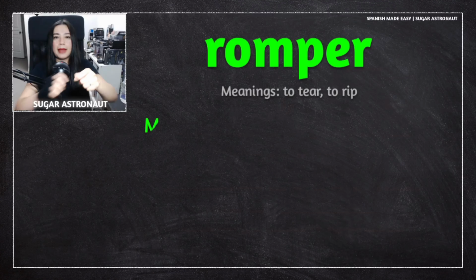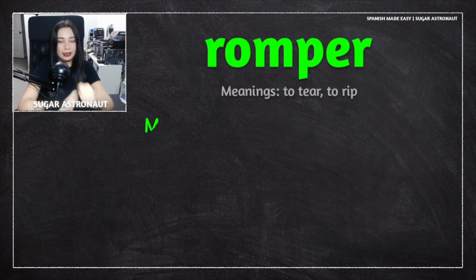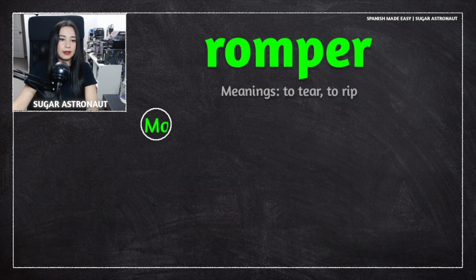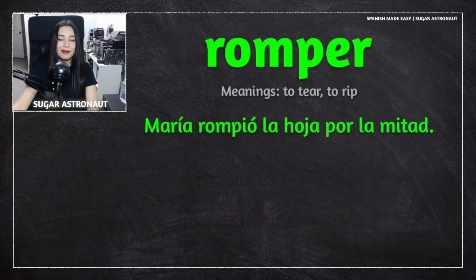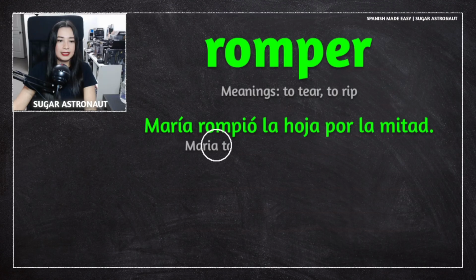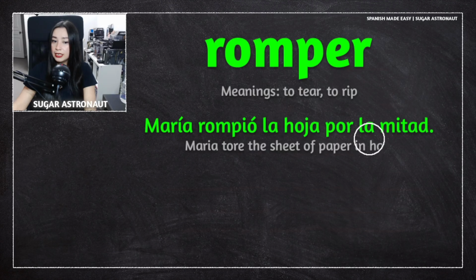Okay? Specifically paper, fabric, similar to that, okay? So that's what we're talking about. María rompió la hoja por la mitad. This means Maria tore the sheet of paper or paper sheet in half. Very easy. Just she took a piece of paper and just tore it in half.